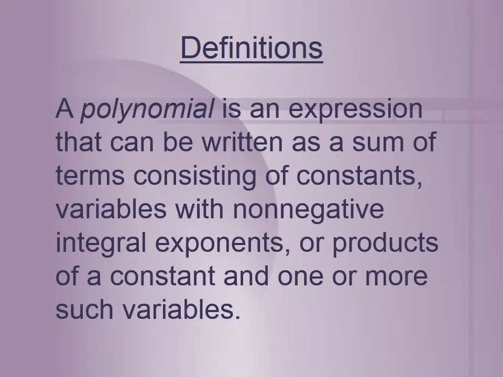Our next definition we want to learn is a polynomial. A polynomial is an expression, and it's written as a sum, which means add and subtract, of terms, which is what we just went over, and those terms can have constant variables, but they have to have non-negative integral exponents. So all the exponents of our terms have to be non-negative, which means they have to be positive. So if you have a negative exponent, you still have a term, but it's not a polynomial anymore. It can also be products of a constant and one or more variables.